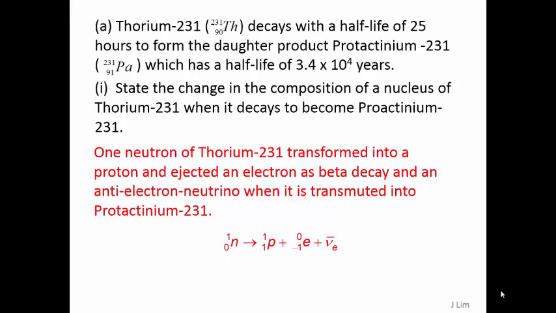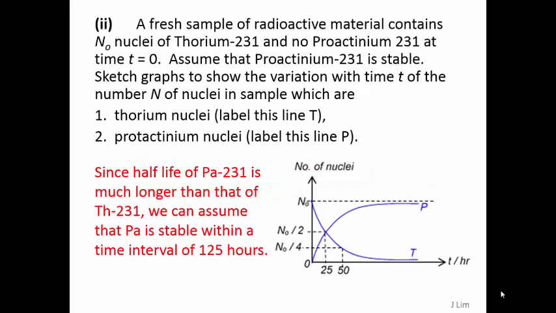One neutron of thorium-231 transforms into a proton and ejects an electron as beta decay, and an anti-electron neutrino, when it is transmuted into protactinium-231. Since the half-life of protactinium-231 is much longer than that of thorium-231, we can assume that protactinium is stable within a time interval of 125 hours.